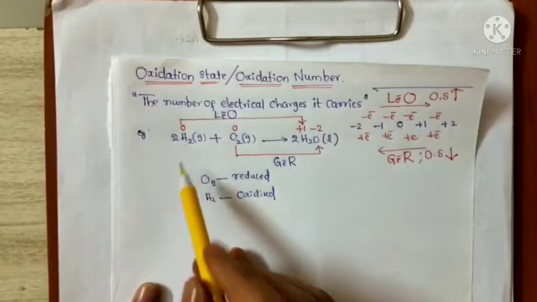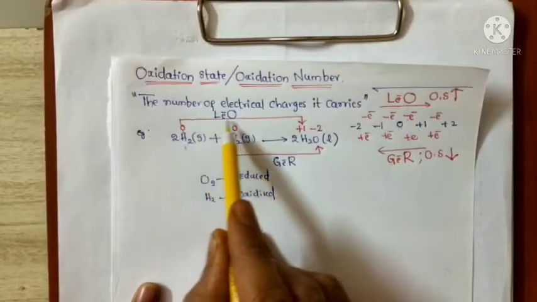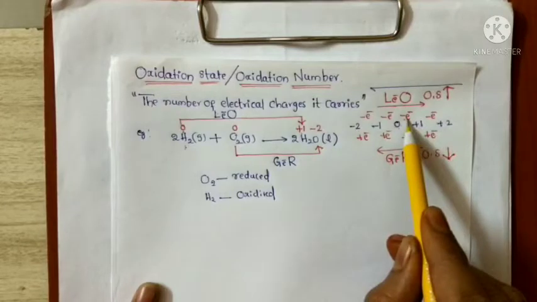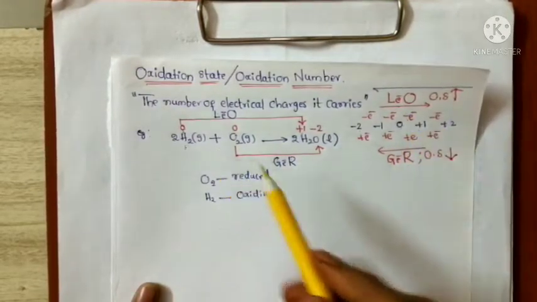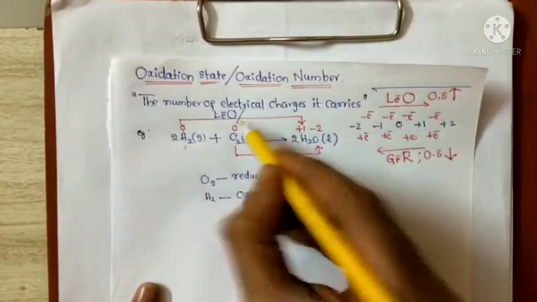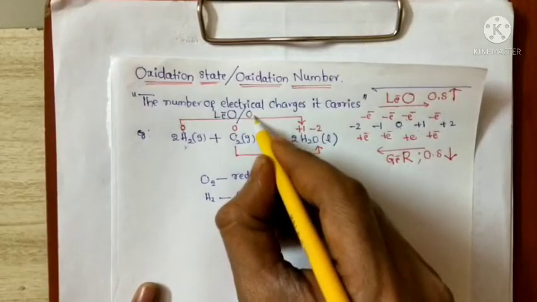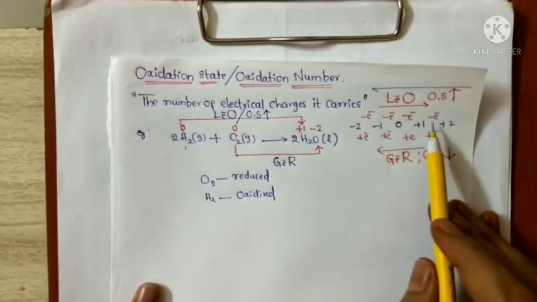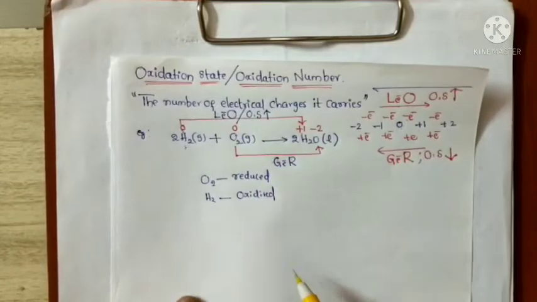Once again, hydrogen in the free state has 0 oxidation state, but after the reaction it is converted into +1. So 0 to +1 means loss of electron. We know that loss of electron is nothing but oxidation, or another way we can identify it: if the oxidation state goes 0 to +1, the oxidation state increases, and that is also an oxidation process.